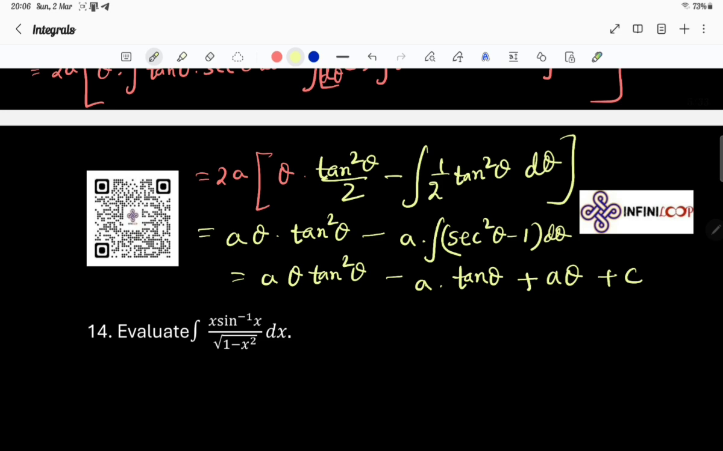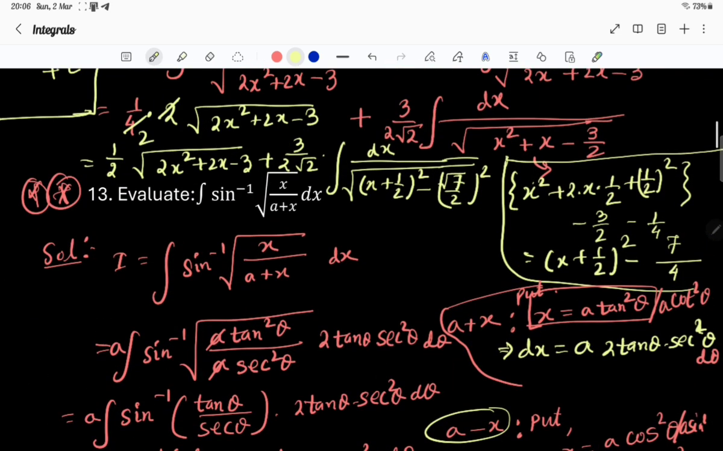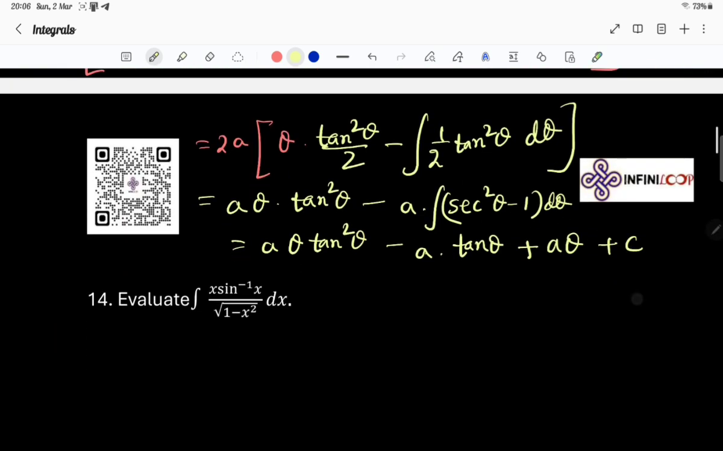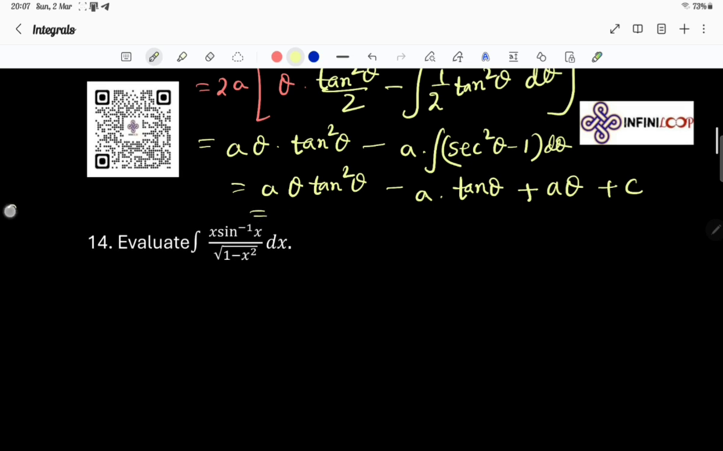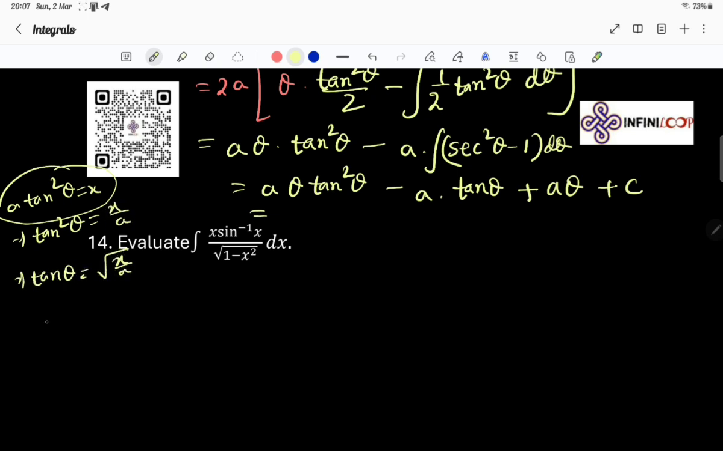Now this is not the answer, it is coming in theta, but the function was in x. So what was x? x was a tan square theta. So a tan square theta was x, so instead of a tan square theta, it will be x, and theta will be, what is theta? If tan square theta is equal to x by a, tan theta will be root over x by a, so theta will be tan inverse root over x by a.